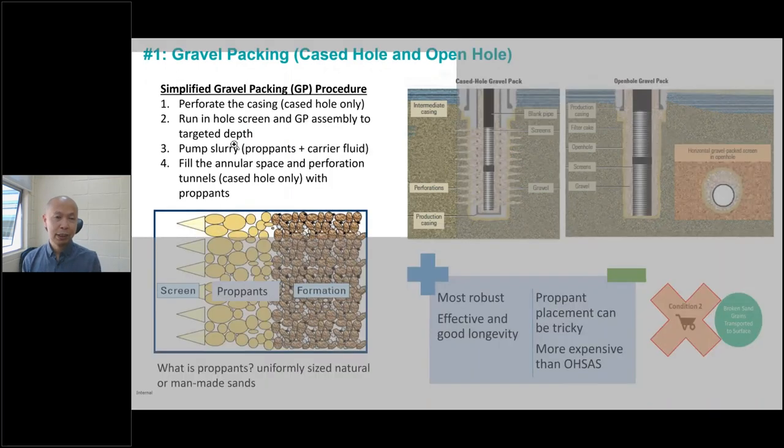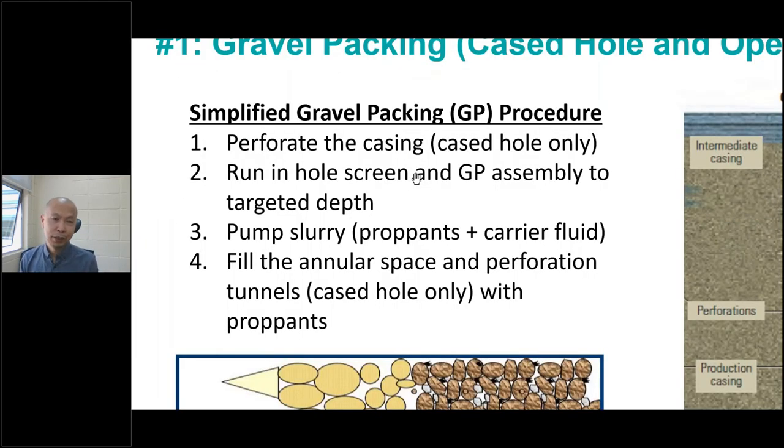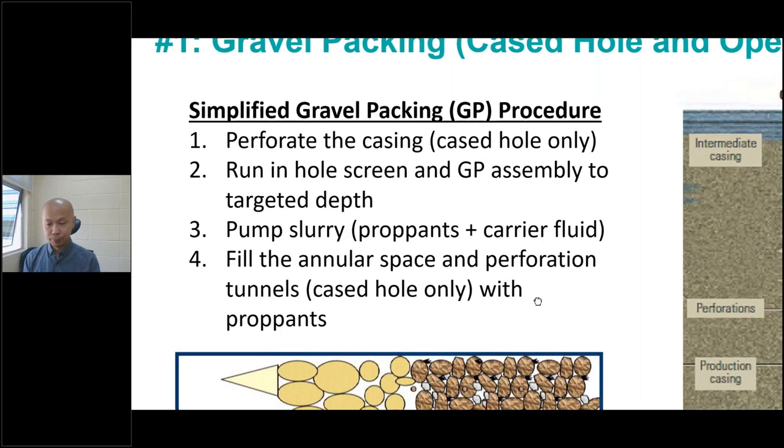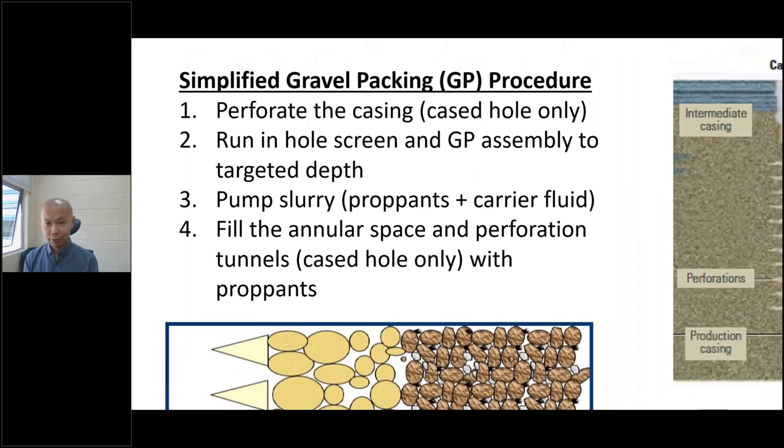If you look at the gravel packing procedure, this is a simplified one. In the cased hole, we start with perforating the casing. Okay, we run and hold the screen to the depth, and then the screen and gravel pack assembly. And then we pump slurry. Slurry is a combination of gravel or propane with carrier fluid. It could be water, a gel, and we pump from the top.